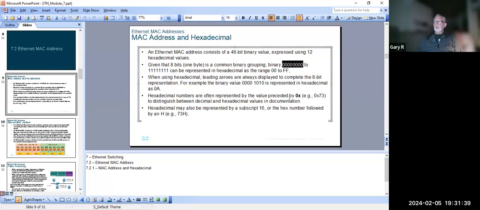Now, when you express something in hex, you precede it with 0x. So 0x73 is telling you that the 73 is our hex characters.